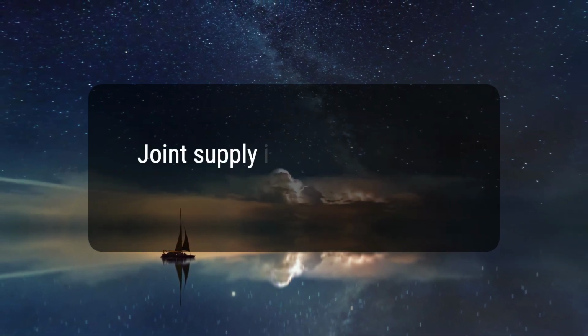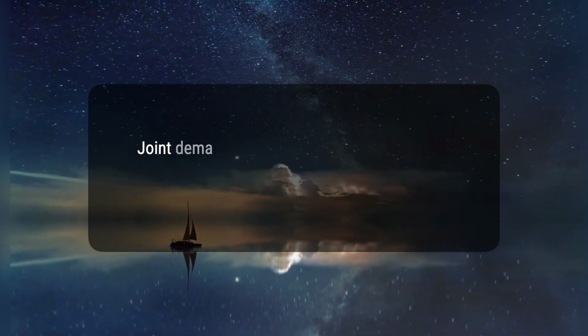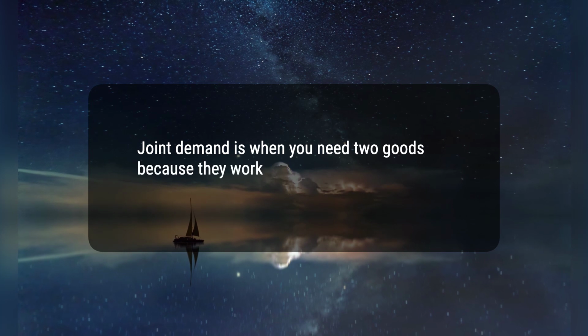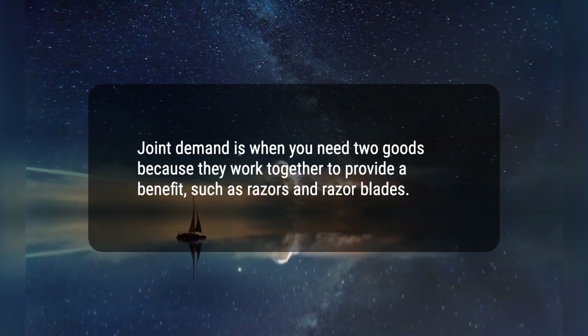3. Joint supply isn't necessarily related to joint demand. 4. Joint demand is when you need two goods because they work together to provide a benefit, such as razors and razor blades.